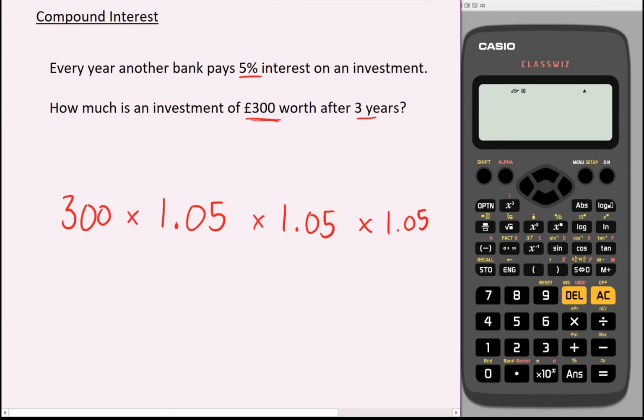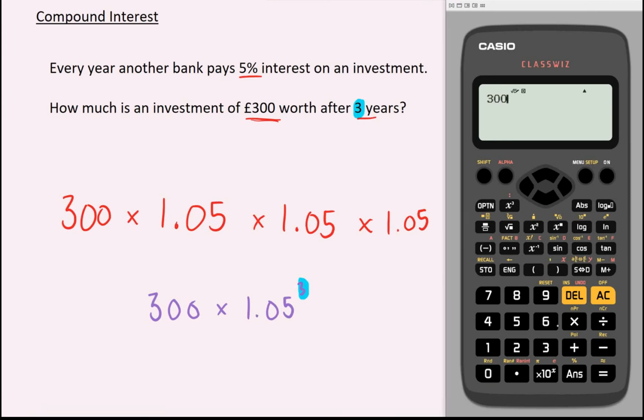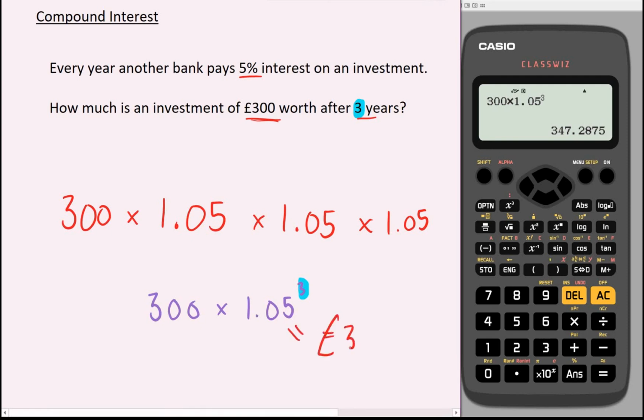We can write this a bit more succinctly using indices. This is just 300 times by 1.05 to the power of 3. And the power will always be equal to the number of years. Then you would just type that straight into your calculator, and that will do all the hard work for you. For these questions, you tend to always want them rounded to the nearest pence. So in this case, I have £347.29, rounding it to 29 pence.